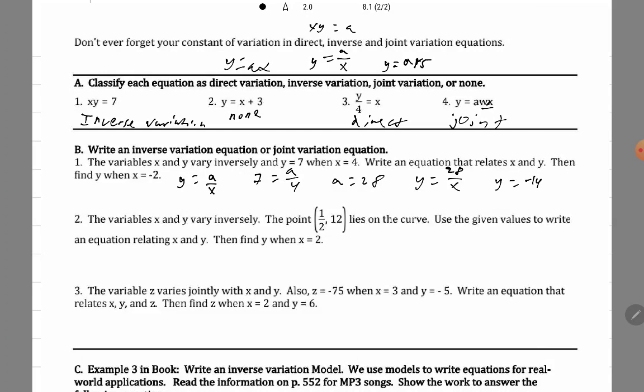Number 2, variables x and y vary inversely. The point (1/2, 12) lies on the curve. So this is our x, this is our y. Find the given values, write an equation. Okay. So once again, y equals a over x. 12 equals a over 1/2. Okay. So a equals 6.